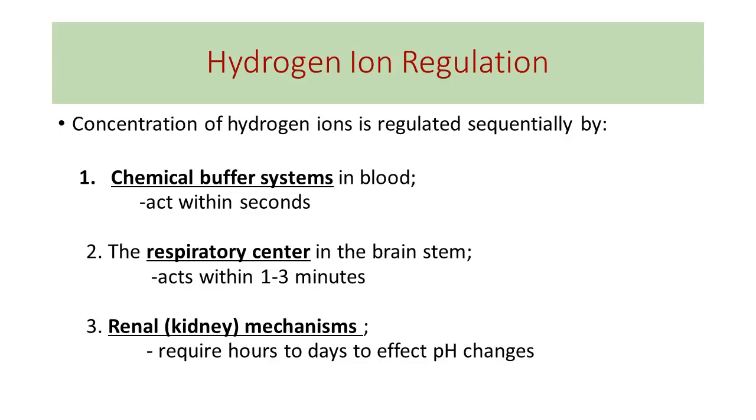And then the third line of defense will be the kidneys. The kidneys have very powerful mechanisms in trying to normalize pH levels in the blood. But these mechanisms normally take a little bit longer to kick in. They could take hours to days before these renal mechanisms have their effect in neutralizing the acids.